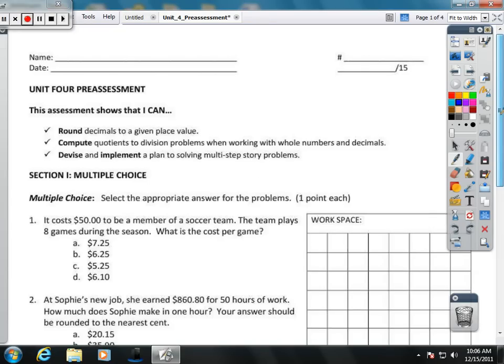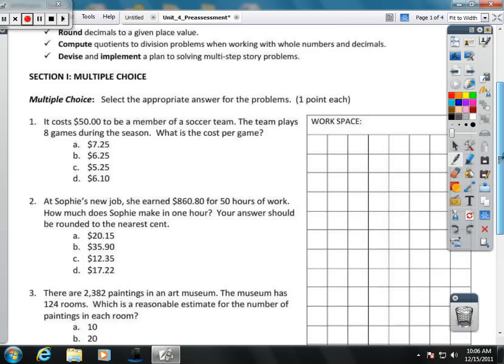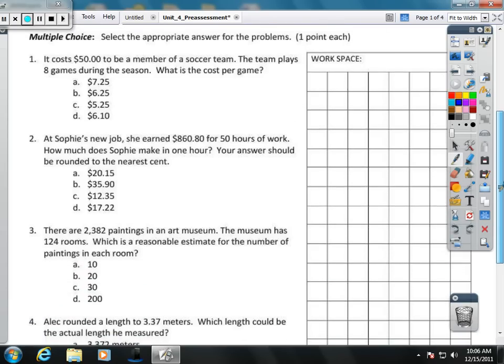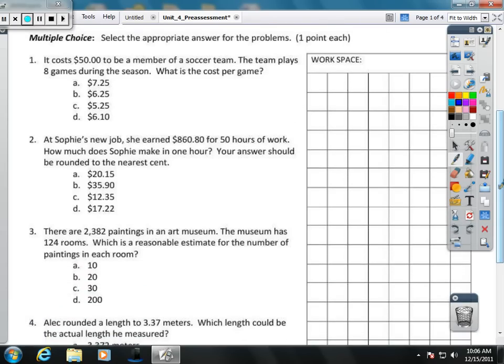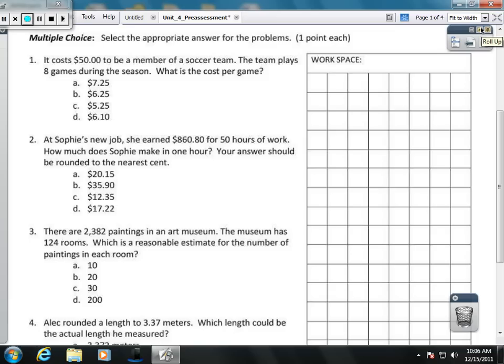This is Mr. Lowe. Today we're going to go over our Unit 4 pre-test as a study guide for our test tomorrow. So let's start with number 1 very, very quickly. We're going to go through this as quick as we can.